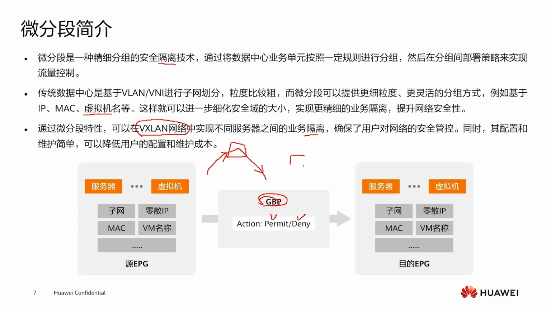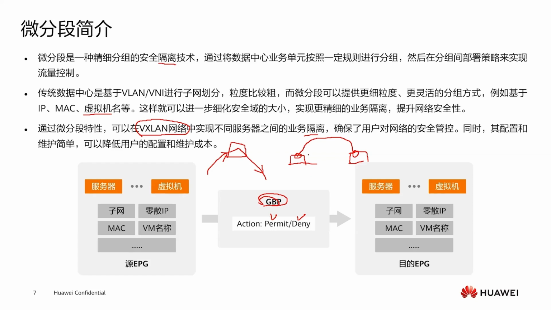But in VXLAN, think about it. Isn't the traffic possibly entering from one of our leaf nodes, and when exiting, it exits from another node? It goes through a VXLAN virtual overlay network. Then it involves a question of which device to execute on. This microsegmentation is policy execution.